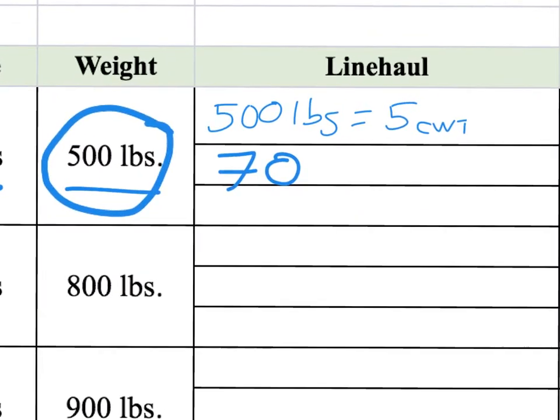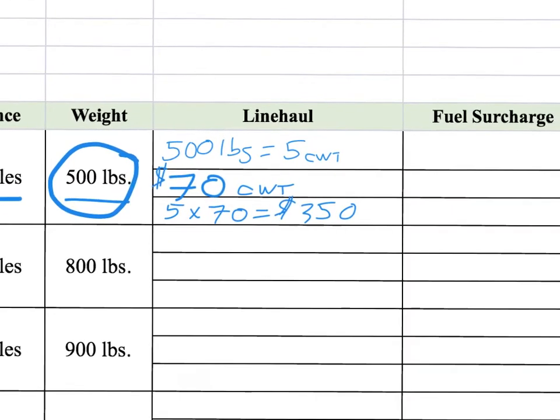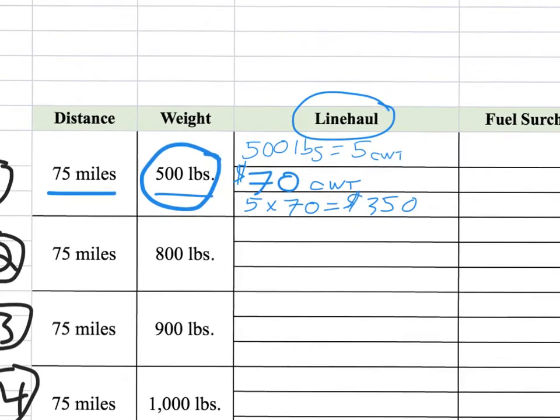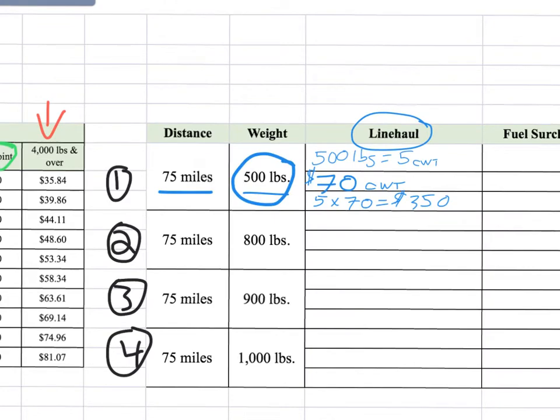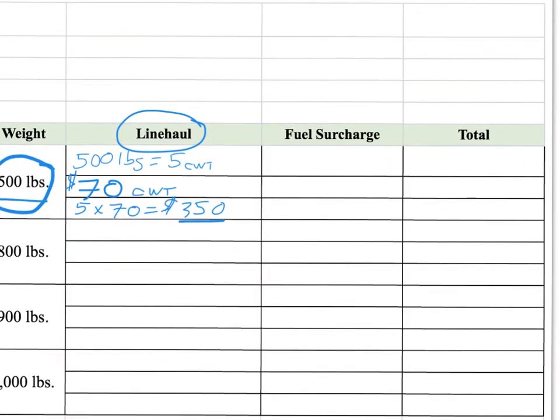So it was $70 per CWT, which really means all we have to do is go 5 times 70, and I don't need a calculator for this. That is $350. And you have figured out the line haul portion, or the transportation. You can use either word. So we know that to move 500 pounds according to this schedule, 75 miles, is going to cost us $350. Now your fuel surcharge is typically percent based, and in this case it is 19%.